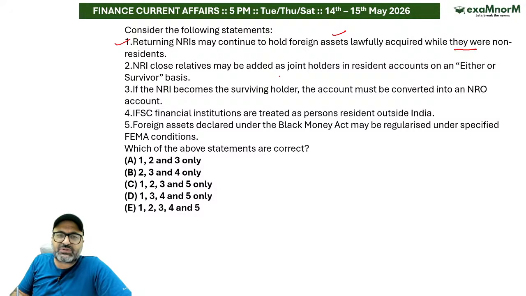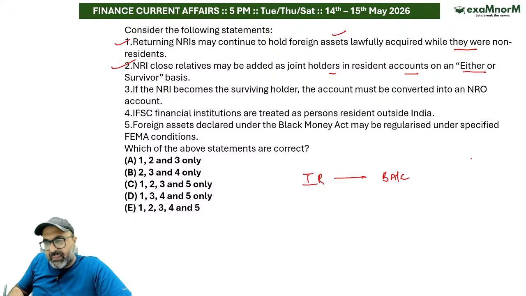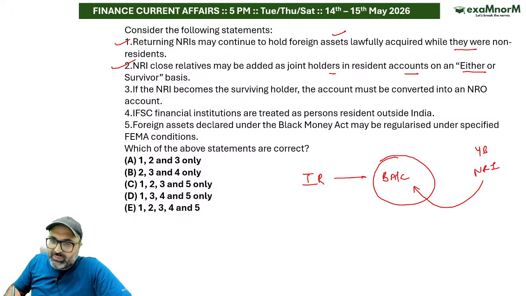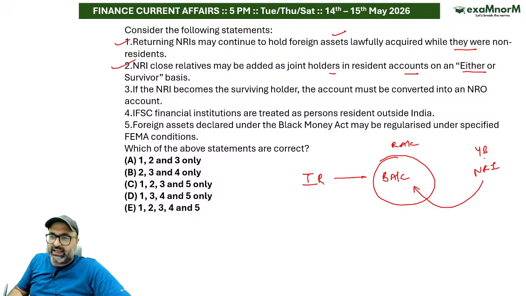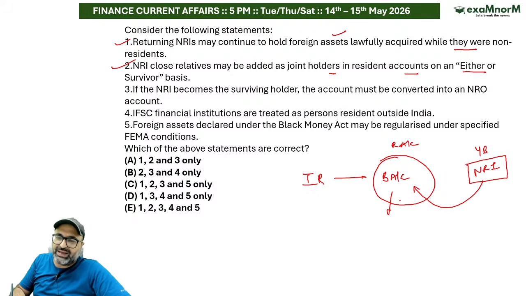NRI close relatives may be added as a joint holder in resident account on either or survivor basis. Absolutely correct, sir. Like the example I gave you, I am an Indian resident, I have opened a bank account. If I add my younger brother who is in Australia, who is an NRI, I can add them as a joint account holder, but this account will be maintained as a resident account only. The NRI will have the capacity to make transactions on my behalf, and all those transactions will be carried out only in India.